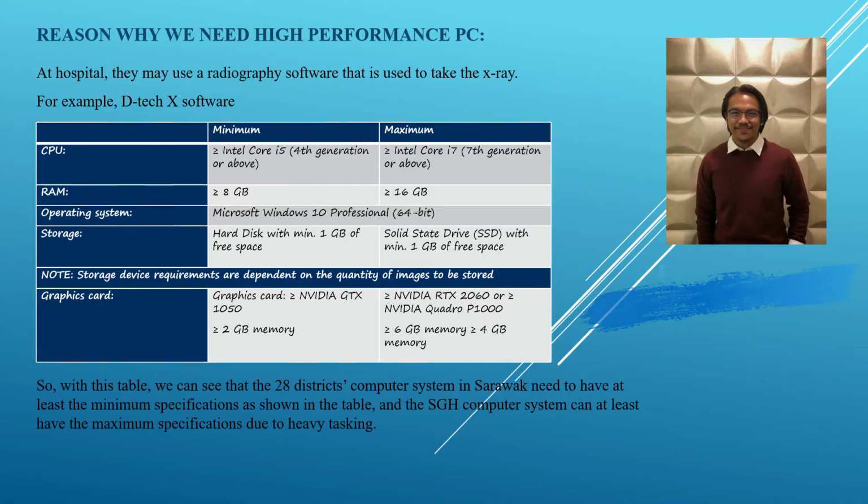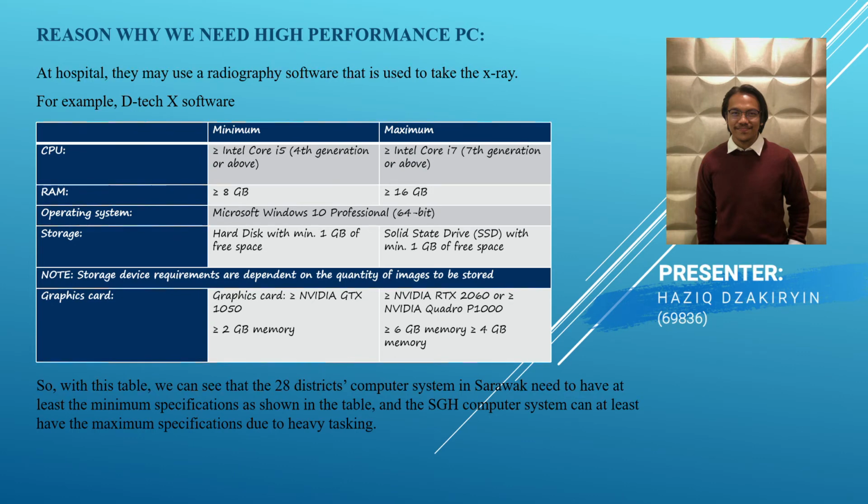Thank you. Hi, I'm Haziq. The reason why we need high performance PCs at the hospital is because they may use radiography software for X-ray. We generally know that COVID-19 is a respiratory disease, which includes the requirement to take an X-ray to examine the patient, for example, Detect X software. The minimum requirement for this software to run is a CPU better than Intel Core i5 4th generation or above. The minimum RAM for the software to run is 8 GB. The operating system used is Microsoft Windows 10 Professional 64-bit.